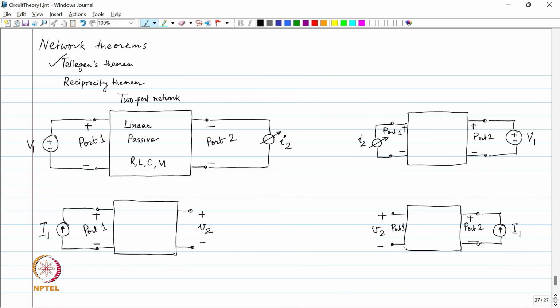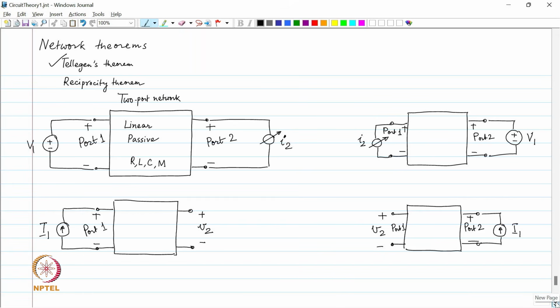Is the statement of the theorem clear? Absolutely clear? Okay. We have a little bit of time, let us try to prove. So, the way we are going to prove it is with the help of Tellegen's theorem.